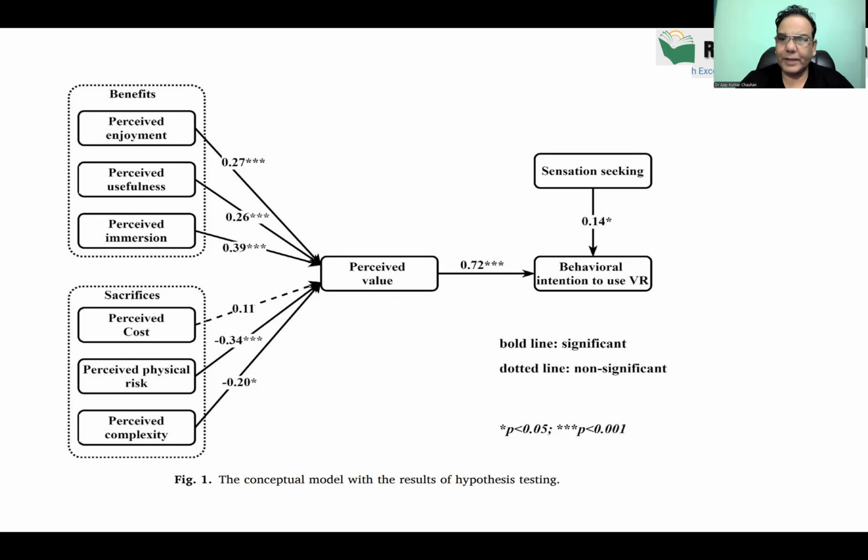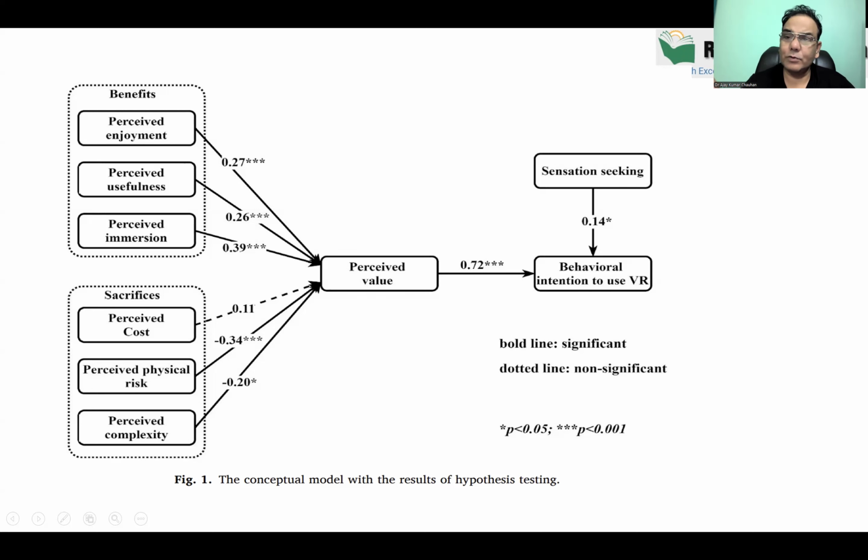So in this model, the basic idea is that the consumer adopts that product or technology where perceived value is positive. This is the base, this is the logic of the model. So it is a basic model. This model says that the perceived value of adopting any technology depends upon its benefits and sacrifices.